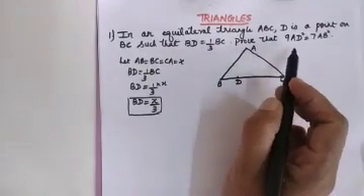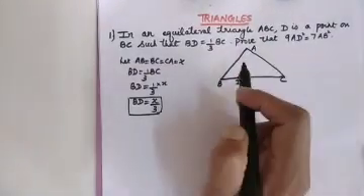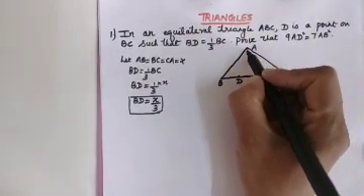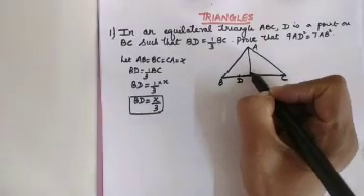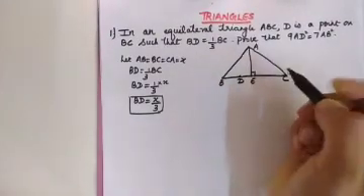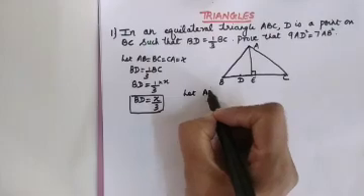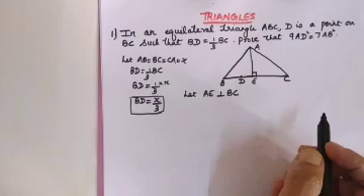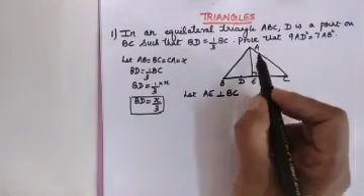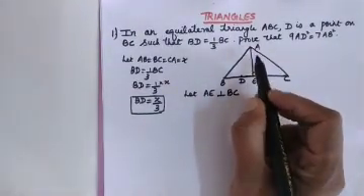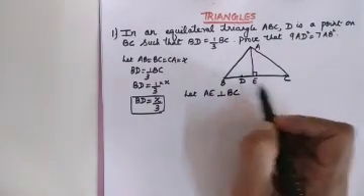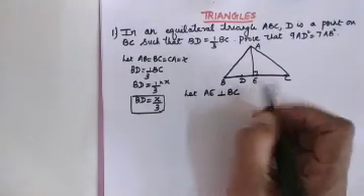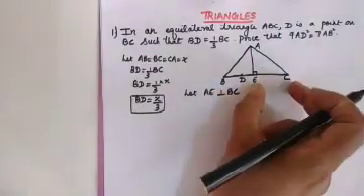You have to prove that 9AD squared is equal to 7AB squared. So you will construct a perpendicular from A to BC. Let AE be perpendicular to BC. You know that the perpendicular from any vertex to the opposite side bisects the opposite side in an equilateral triangle. What is the meaning of bisects? Bisects means it divides it into two equal parts.